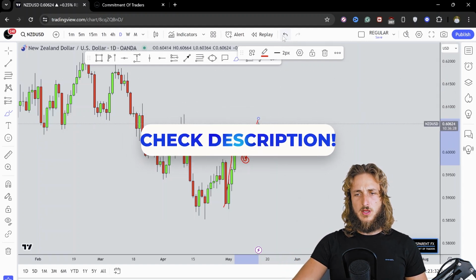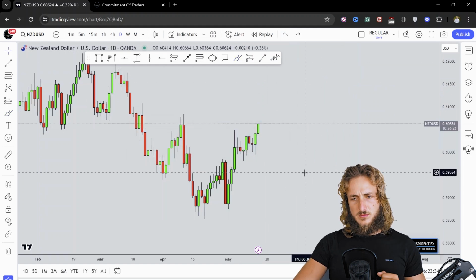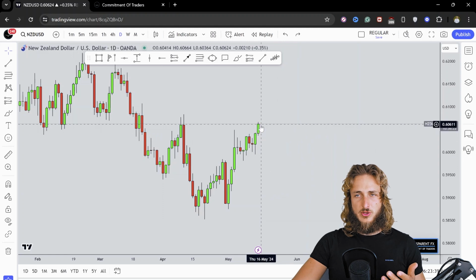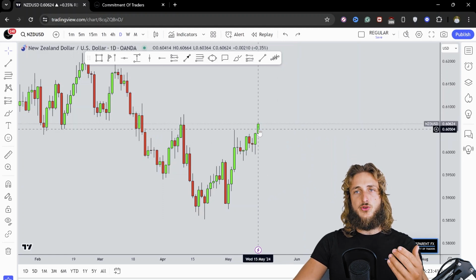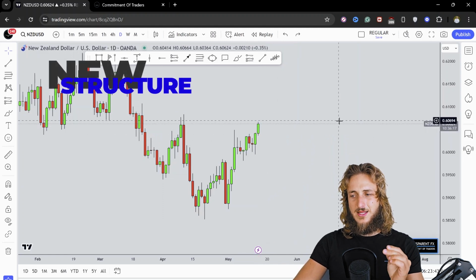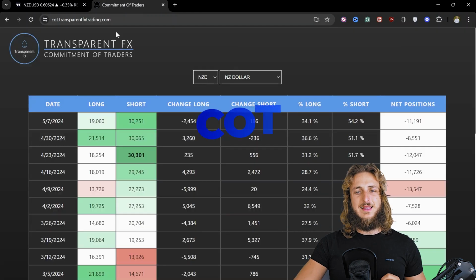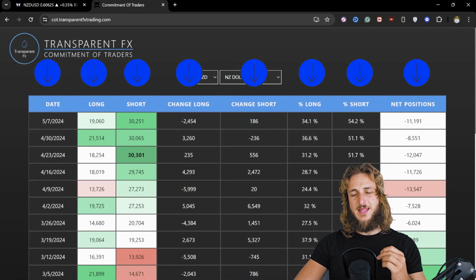However, in a situation like this, what kind of structure has the market now created, because clearly we had a push higher, so there's new structure to be identified. And before we dig deeper into what we have here from a technical perspective, first, let's go and see what we have when it comes to the commitment of traders, so what hedge funds and the big players in the market are doing.